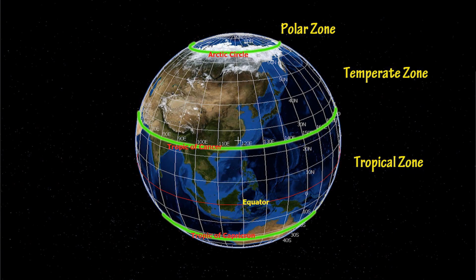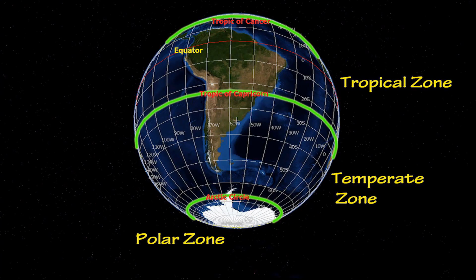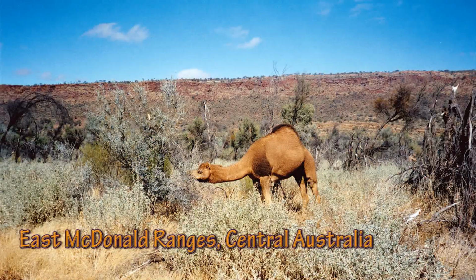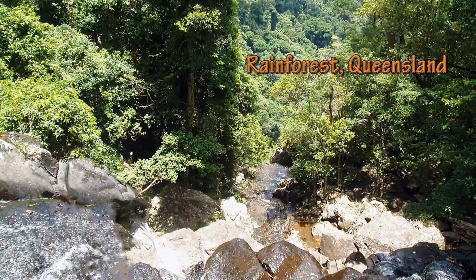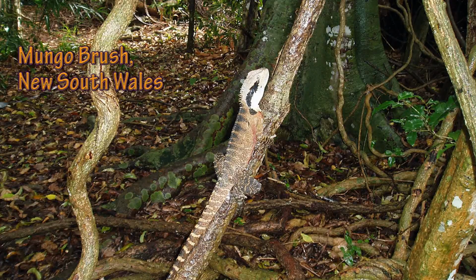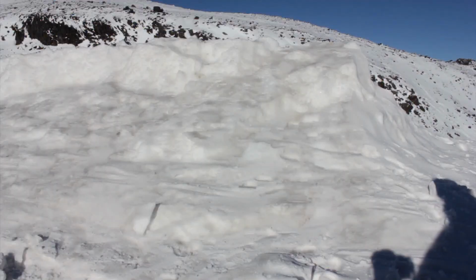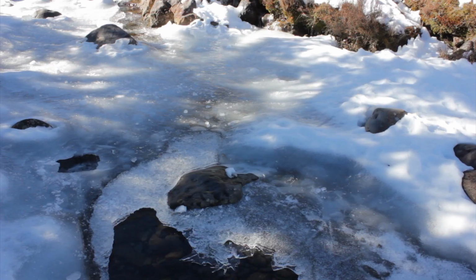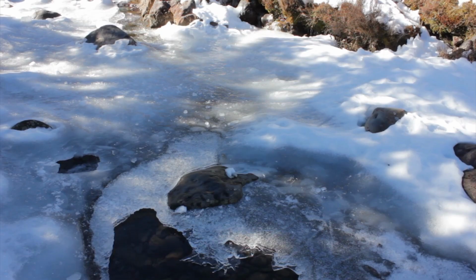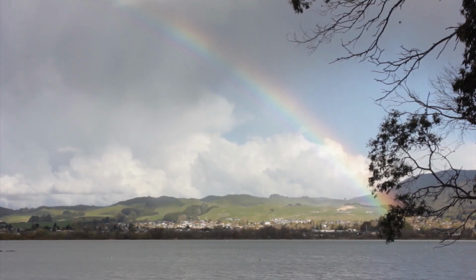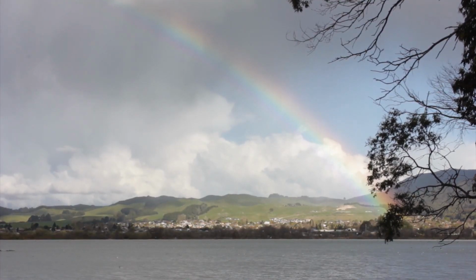Around the world there are different climate zones. In some regions there are hot and dry deserts. In other places there are warm and wet tropical rainforests, while other places are covered in ice. Why is this so? Now let's examine the main factors that influence the climate of a region.